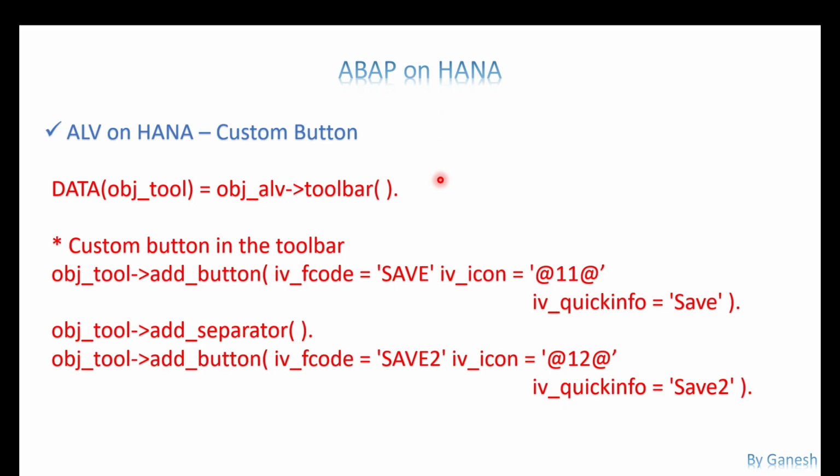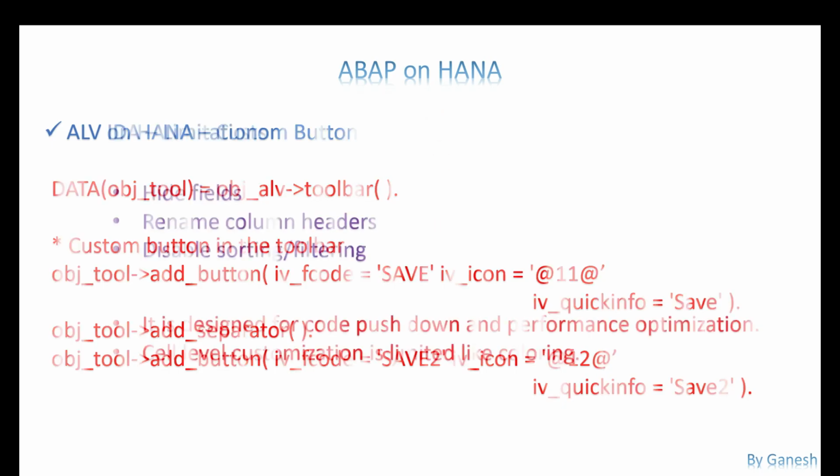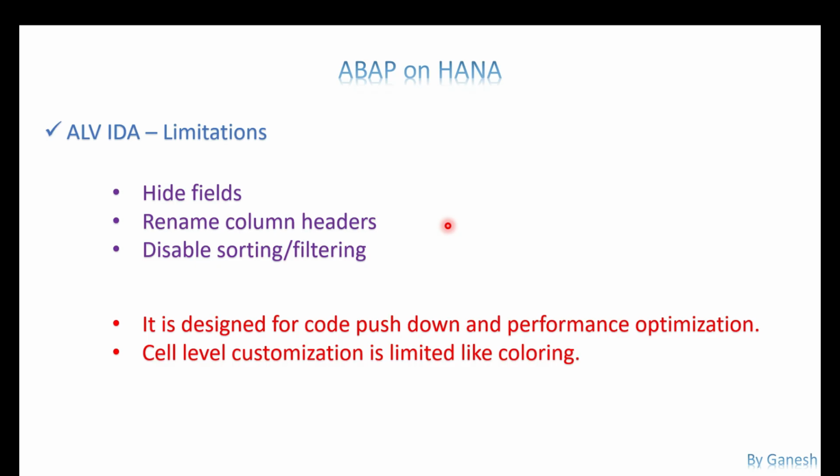Anything else? Okay. You just need to learn about the limitations of this ALV IDA concept. The ALV IDA is especially to display the direct data from your database. That is the main idea of this ALV IDA. And you're able to make a few things, like I can hide some fields. I want to rename my column header. Yes, you can do it. I want to disable the sorting and filtering options.